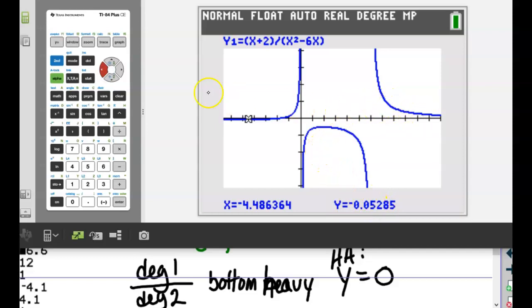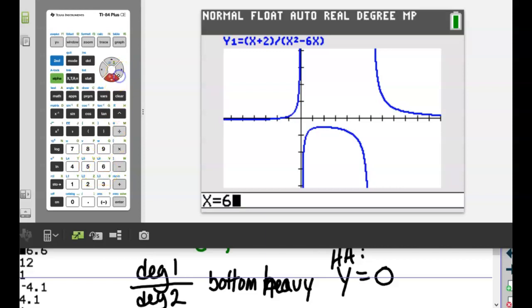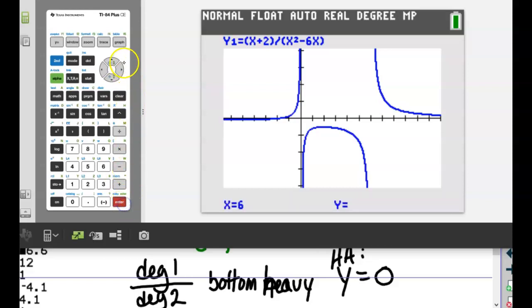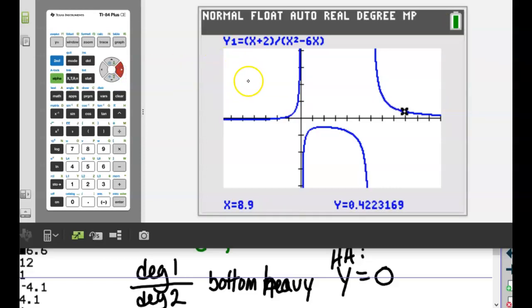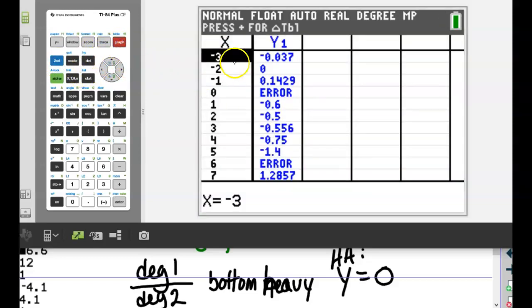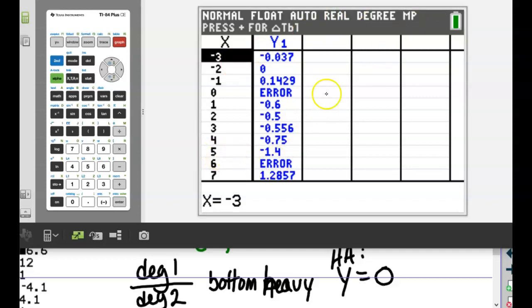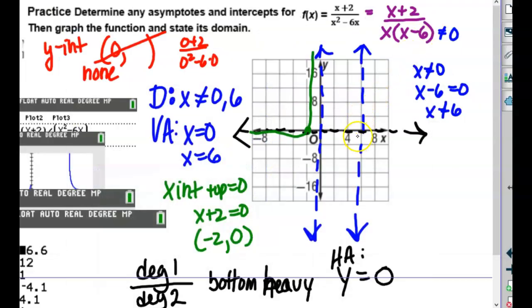And then over on this one at positive like 6 and beyond, over that way. By the way, 6 is undefined. It's not going to find anything. But if I trace to the right, it stays above. All right, you could go to the table and find a few values, even if they're decimals, like 5 is at -1.4.